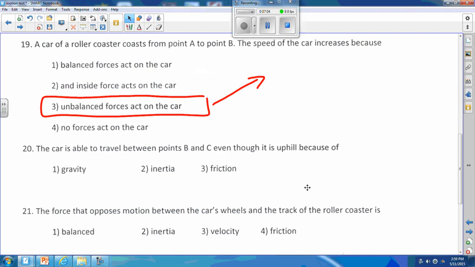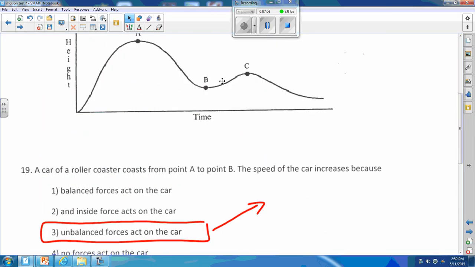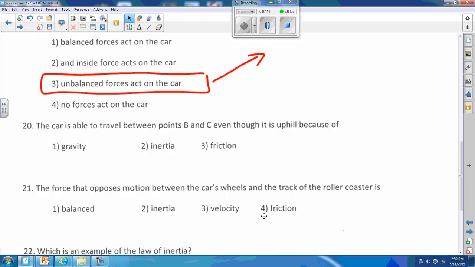Number 20, the car is able to travel between points B and C. Why is it able to go up the hill? Because of the inertia from it traveling down the hill. An object in motion stays in motion. What is the force that opposes the motion between the car's wheels and the tracks of the roller coaster? It's going to be opposite of motion. It's going to slow down motion. That's going to be friction.